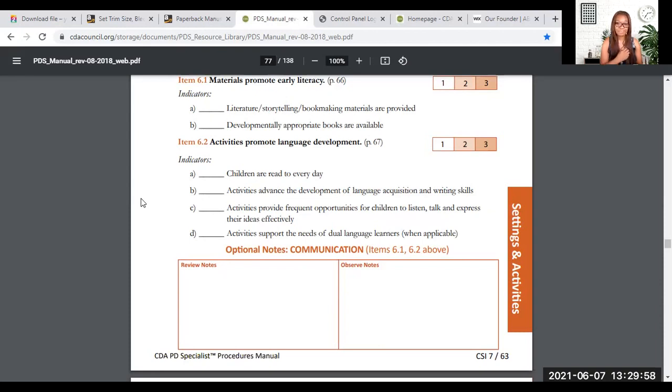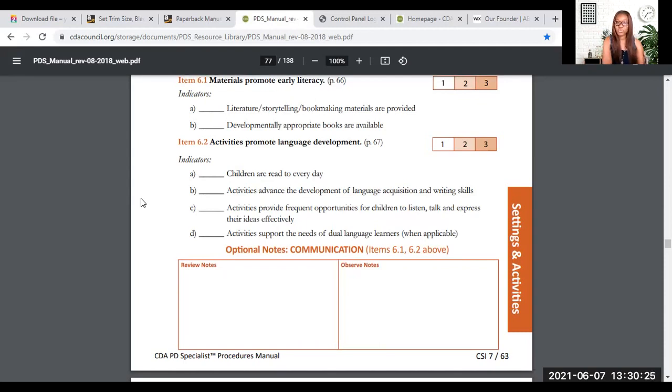When you write your lesson plan, which is in your portfolio for a sample lesson plan, some of this stuff should be listed in your scheduling. So children are read to every day, and your PDS specialist can see it, because at 1 o'clock they're read to, and then before they go home they're read to, like the read alouds. So that'll give you that check right there in A.